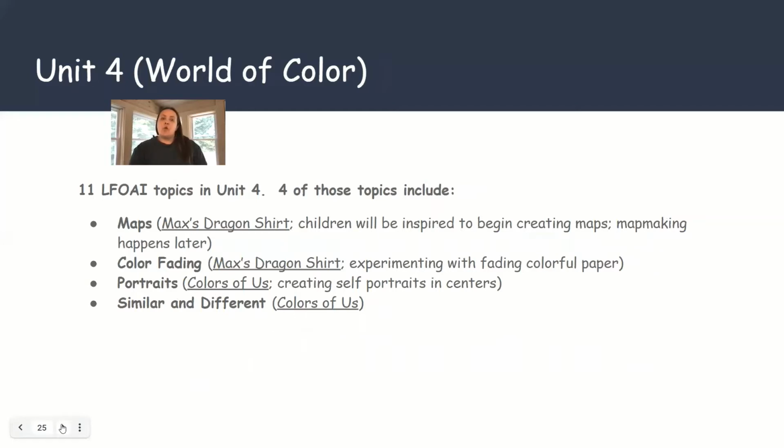So unit four, world of color, there are 11 let's find out about it topics, including maps. So now you're introducing map making. And then this is an activity that's going to continue to come up until the end of the year. They will be inspired to start making maps. And the way that those maps develop over time is really incredible. They become so much more detailed and they'll always want to make maps before they go outside for our nature walks.